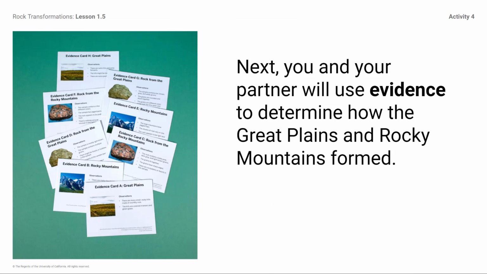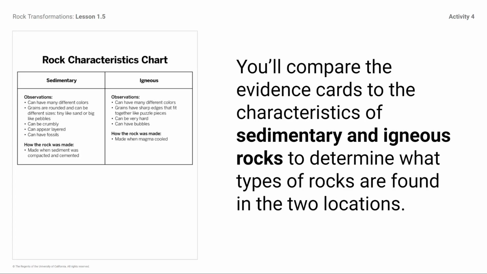Next, you and your partner will use evidence to determine how the Great Plains and Rocky Mountains formed. You'll compare the evidence cards to the characteristics of sedimentary and igneous rocks to determine what types of rocks are found in the two locations. This will help you determine how the rock in these landscapes formed.